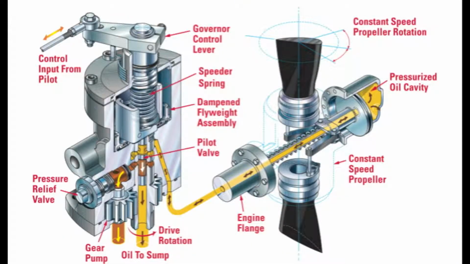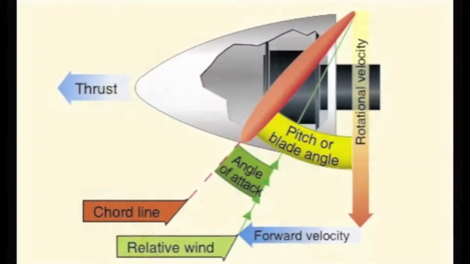The propeller uses a device called a governor to maintain the speed of the engine through varying the blade angle and pitch of the propeller. A governor is a mechanical device that controls the speed of the engine by varying the pitch of the propeller to match the selected RPM.